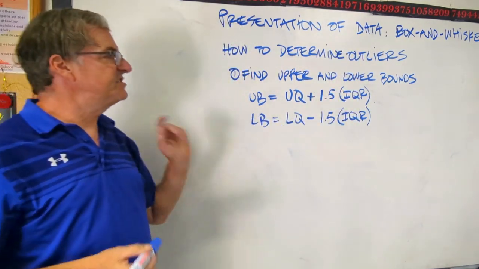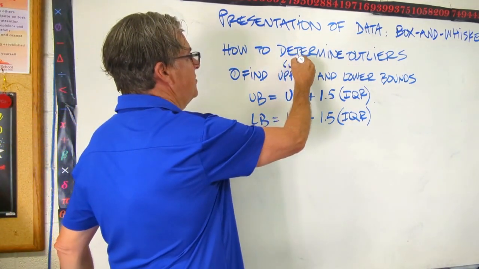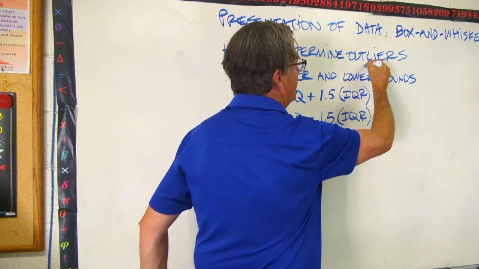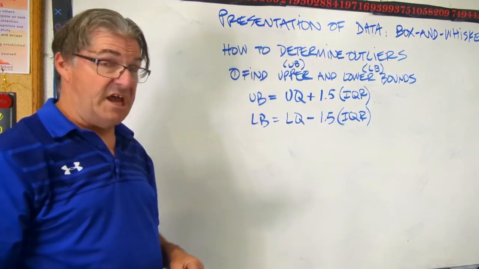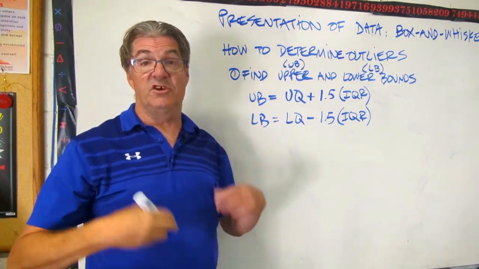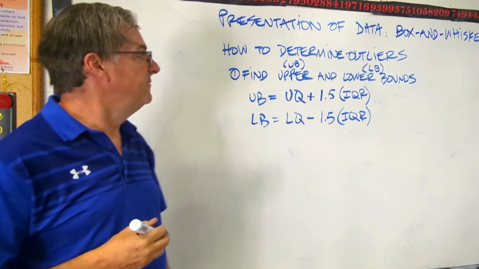We have to find these things called the upper and lower bounds. So this is the upper bound, and this is the lower bound. And I know this lesson is kind of abbreviation heavy, so what you might do is make a little cheat sheet that you can use while you work the problems until they get memorized and you won't need that anymore.